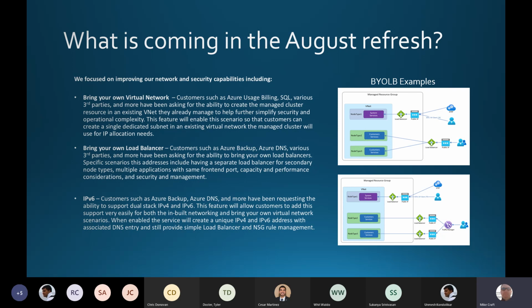So the current bring your own VNet solution allows you to specify one subnet for the entire resource group or the entire set of resources that SFMC uses for IP allocation. What we are looking at adding is allowing you, I don't know if you can see my mouse on the screen. I should ask. Can you see my mouse on the screen? I don't know if you can in this mode.